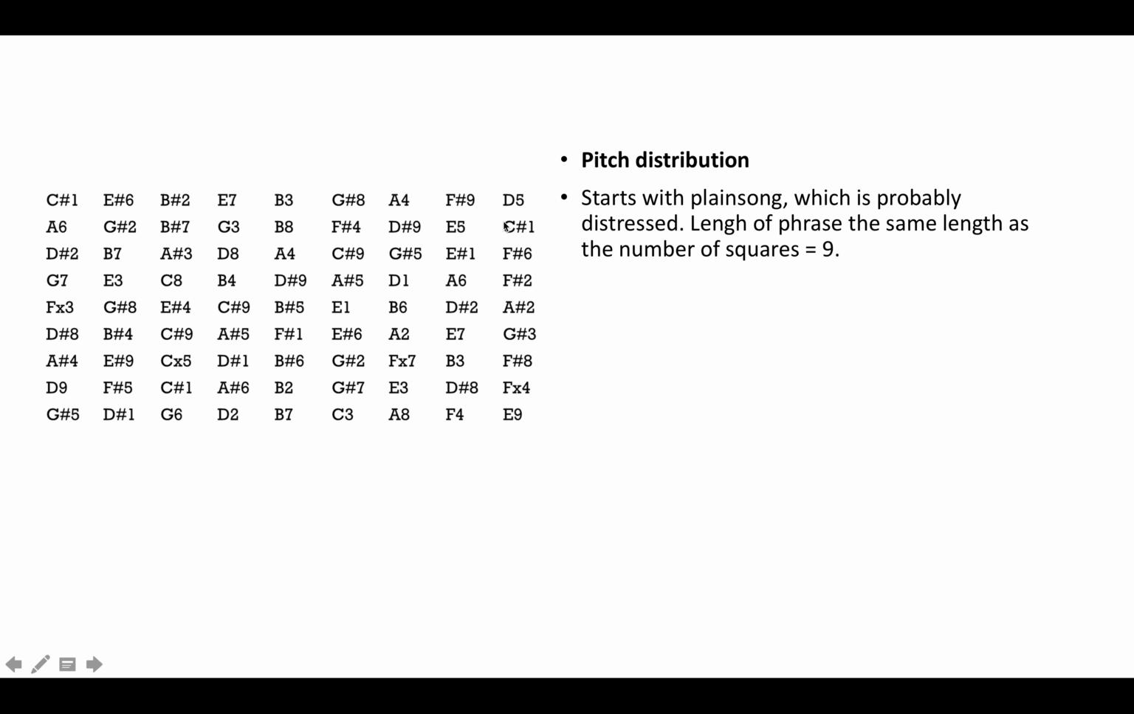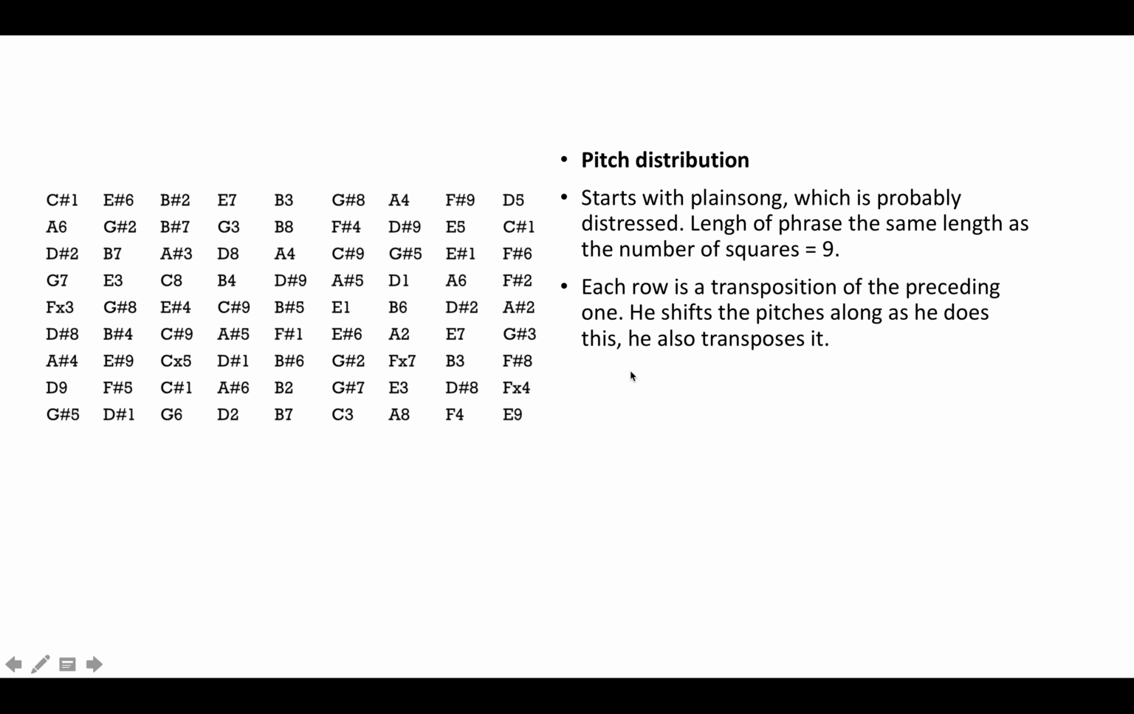If we imagine it's at the top, then as plainsong is generally fairly tonally or at least modally rooted, we could imagine that Maxwell Davies has probably distressed it somewhat by adding accidentals. So the length of the plainsong is exactly the same as the number of squares, so it's 9 notes long. Wherever it is in the square, it's 9 notes long. So you'll have to choose a piece of pitch material that is the same length as the order of your square.